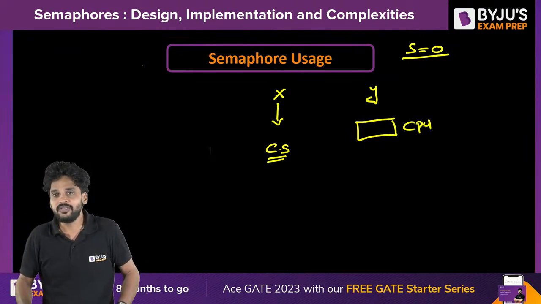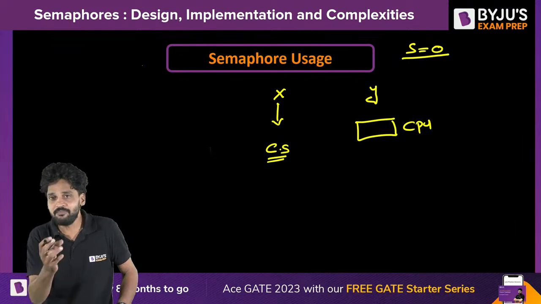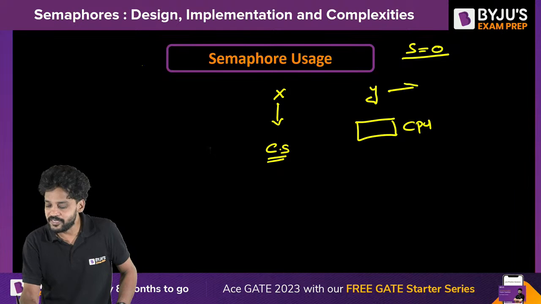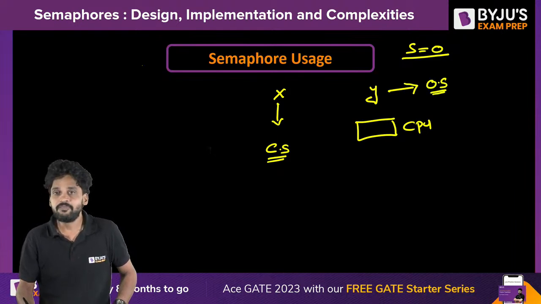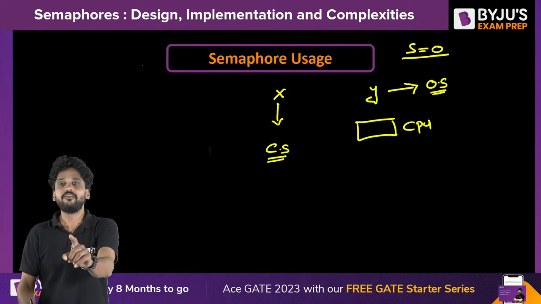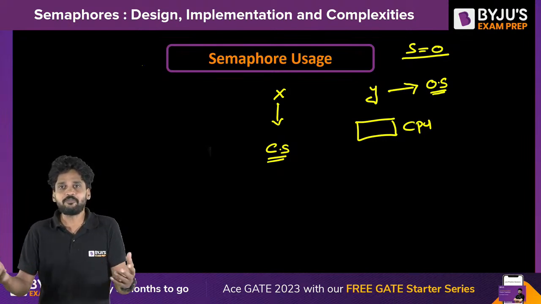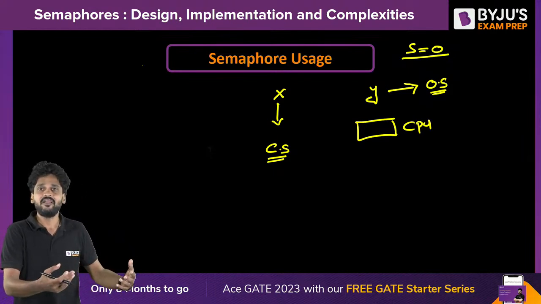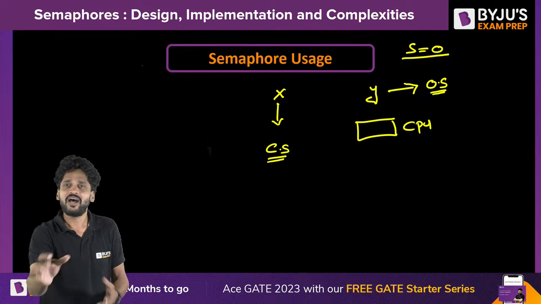So rather than doing that, rather than being caught up at the while loop, it may request the operating system: Mr. Operating System, please don't schedule me. If you schedule me, that is not productive. As long as the semaphore value is not available, even if I enter into the CPU, I can't do anything.